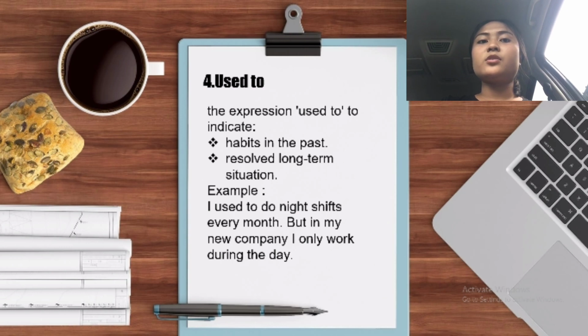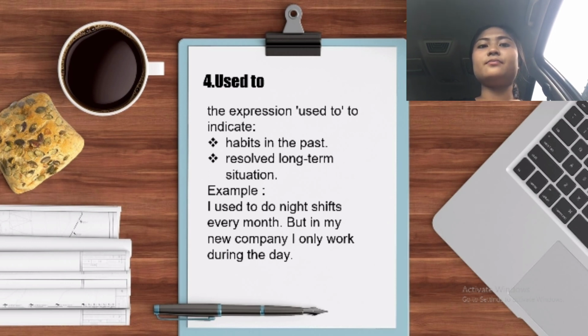Number four is used to. The expression used to indicates there is a habit in the past, a result for a long-term situation. For example, I used to do night shift every month, but in my new company, I only work during the day.